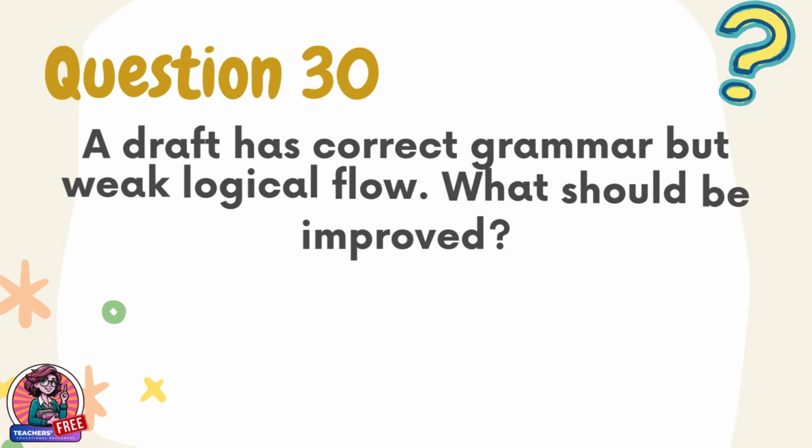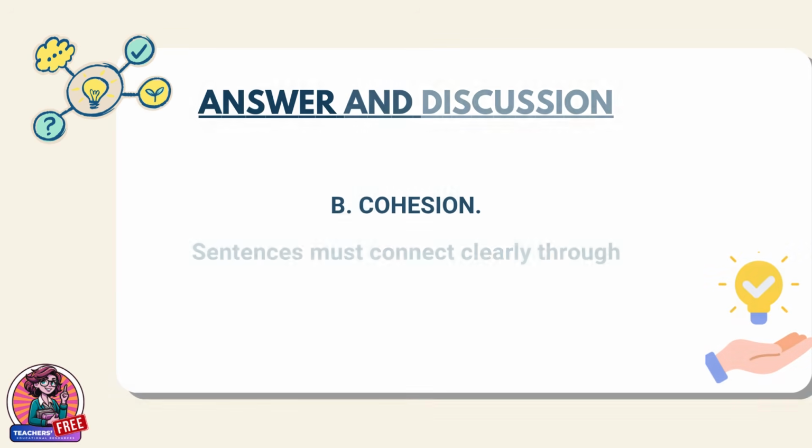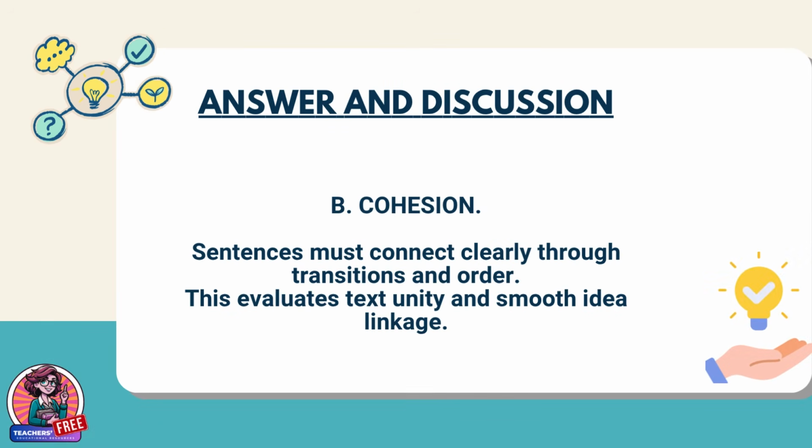Question 30. A draft has correct grammar but weak logical flow. What should be improved? A. Content. B. Cohesion. C. Spelling. Answer. B. Cohesion. Sentences must connect clearly through transitions and order. This evaluates text unity and smooth idea linkage.